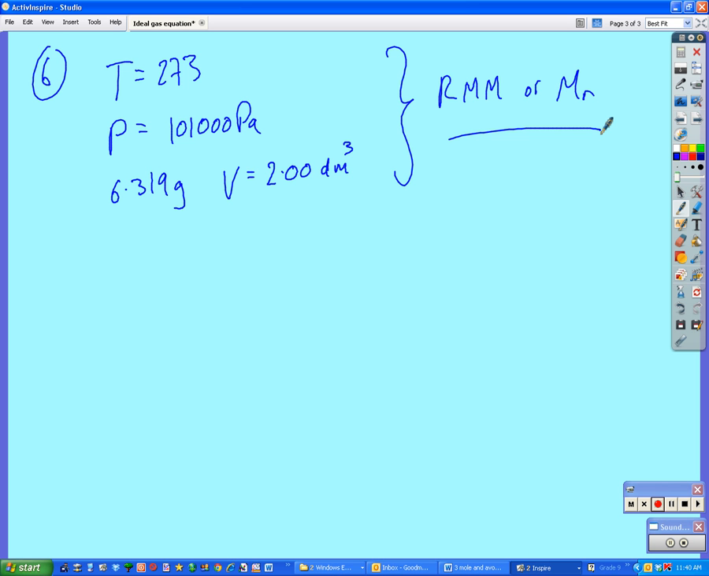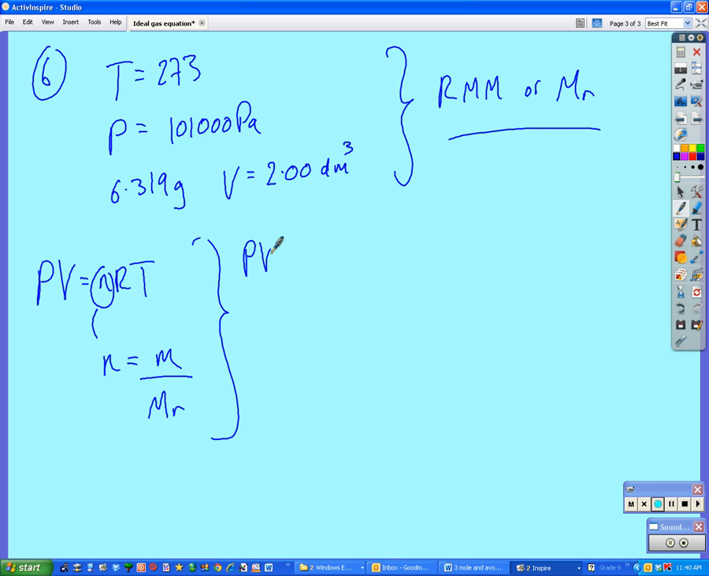Well, the ideal gas equation can be written as PV equals nRT. We know already that the number of moles is equal to the mass over the relative molecular mass. So our equation can be written as PV equals m over Mr, RT. And so if we're trying to find the relative molecular mass, we can rearrange our formula to give us relative molecular mass being equal to the mass multiplied by the gas constant times temperature, divided by the pressure times volume.